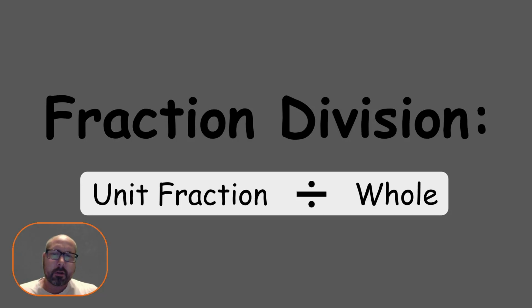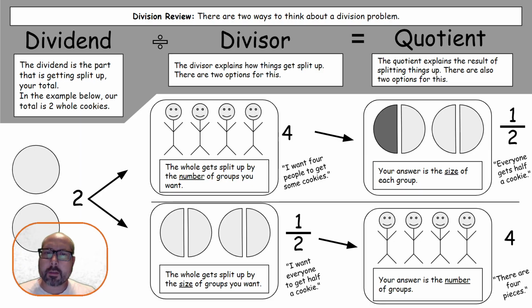Fraction division, we're going to focus on unit fraction divided by whole. So again, we have a lot of stuff going on here, but what I want you to focus on is that there's two ways to think about division, and we're going to focus on the top one here, where when we're dividing, we're kind of thinking we're dividing by the number of groups we want to make. When we do that, our answer, our quotient, is going to be the size of the groups.